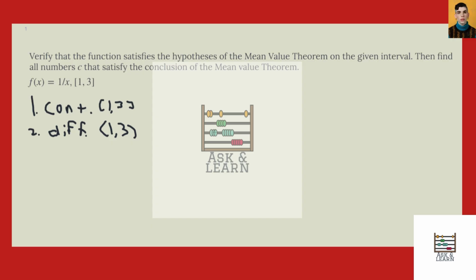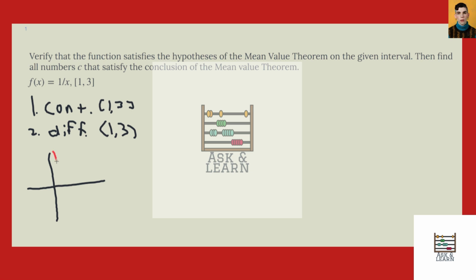Okay, so now we are being asked to verify that the function satisfies the mean value theorem on the given interval, and then we're being told to find all numbers c that satisfy the conclusion of the mean value theorem. So in order to know whether this function is continuous on 1 to 3, I think the best way to approach this one is to graph f of x equals 1 over x. And so the graph of 1 over x looks something like this.